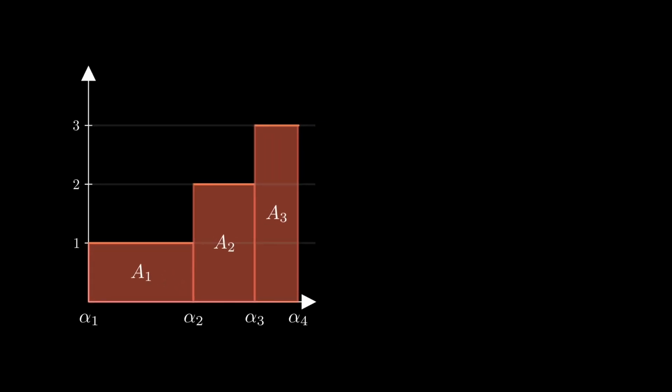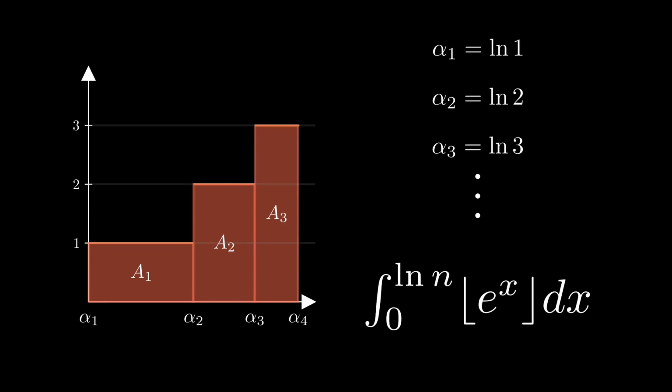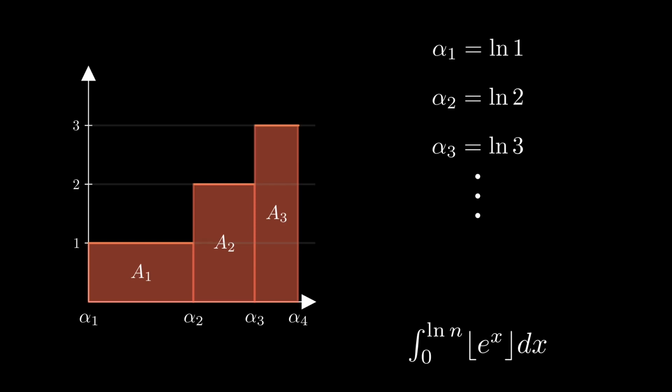When x equals alpha i, our function outputs i for the first time. Because the exponential function is always increasing, e to the alpha i equals i. Therefore, alpha i is the natural log of i. This pattern will continue until the x-coordinate is the upper limit of the integral, the natural log of n. Thus, this pattern continues until alpha n.